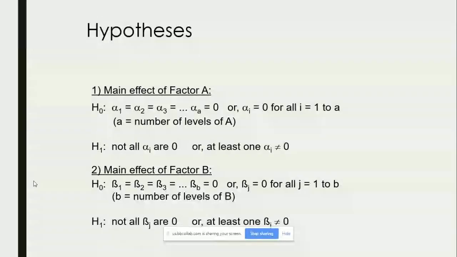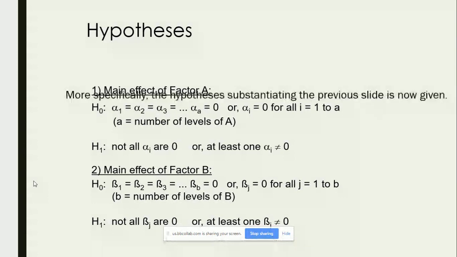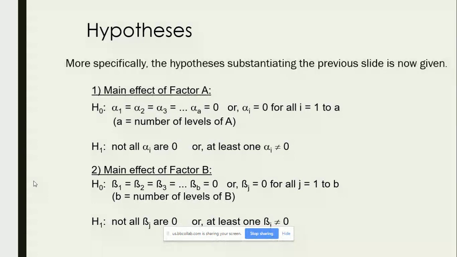For the main effect of B, we're going to do the same thing. The null hypothesis is saying, hey, everything's the same, nothing to worry about. And then the alternative is going to say, hey, something is different here. And if you have the interaction effect, then you'll have a separate hypothesis for that interaction effect too. More specifically, the hypotheses are substantiated in the previous slide, where I was showing you what the hypotheses would look like.